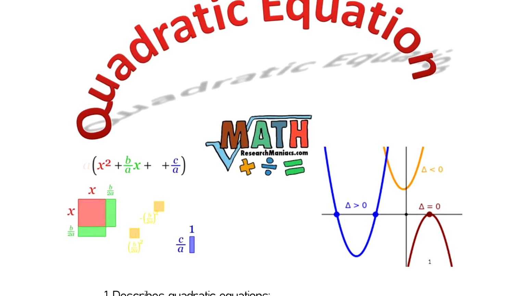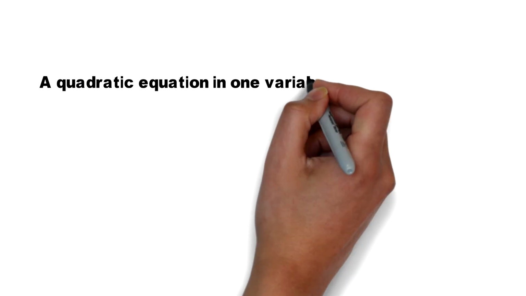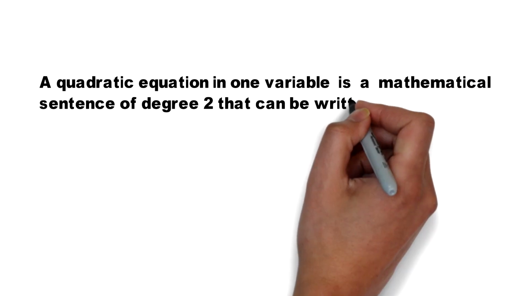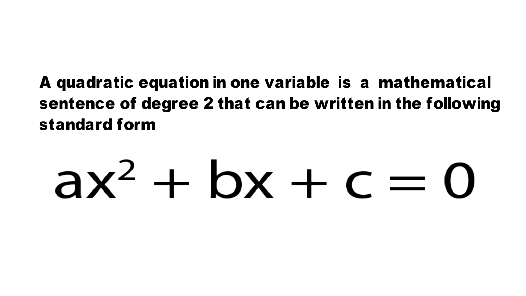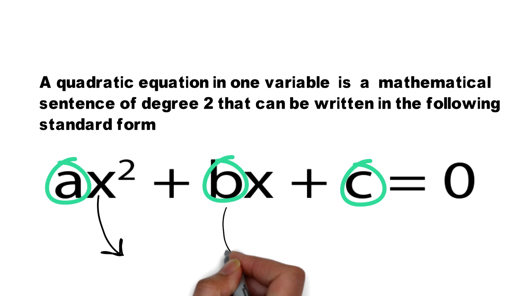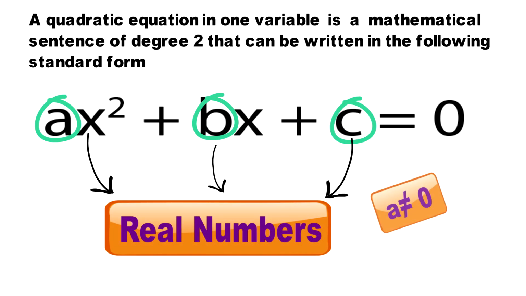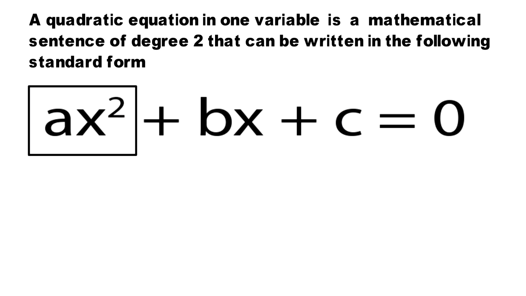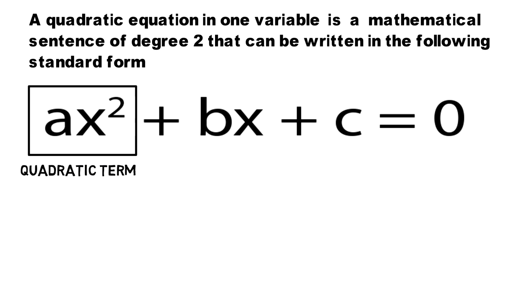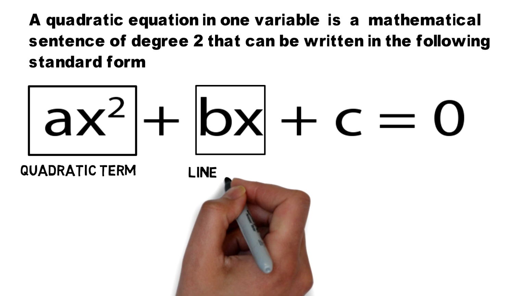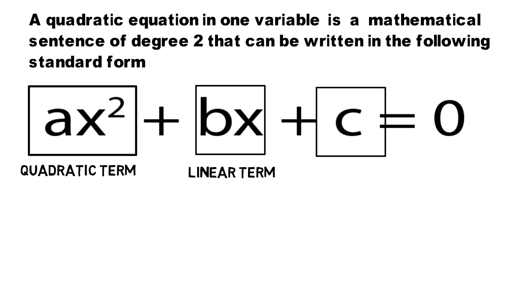What is a quadratic equation? A quadratic equation in one variable is a mathematical sentence of degree 2 that can be written in the following standard form: ax squared plus bx plus c equals 0, where a, b and c are real numbers and a is not equal to 0. ax squared is the quadratic term and a is the coefficient of the quadratic term, bx is the linear term and b is the coefficient of the linear term, c is the constant term and is also the constant.